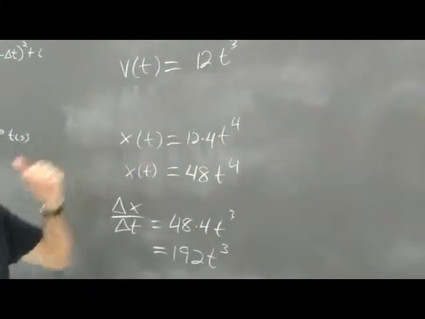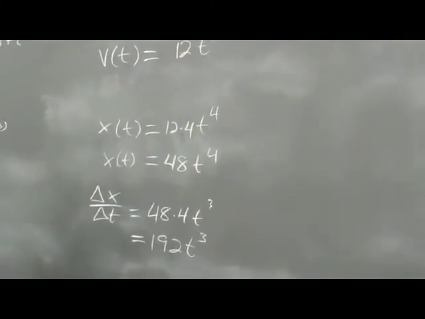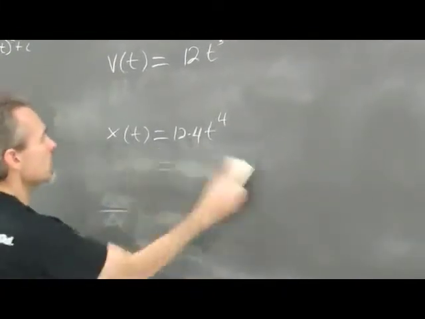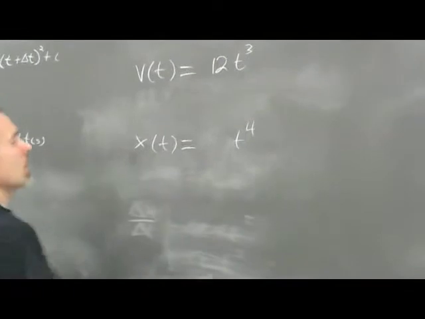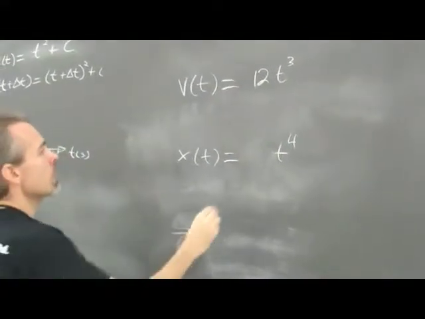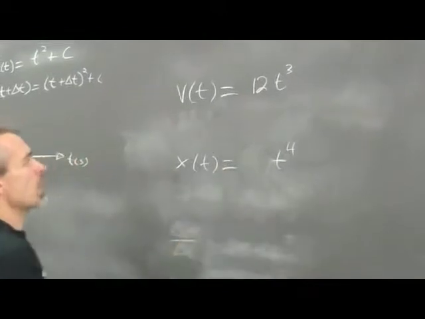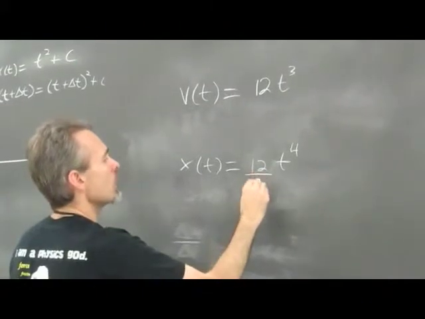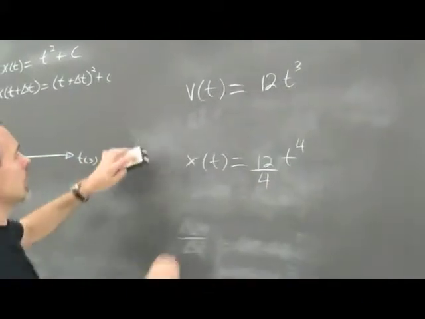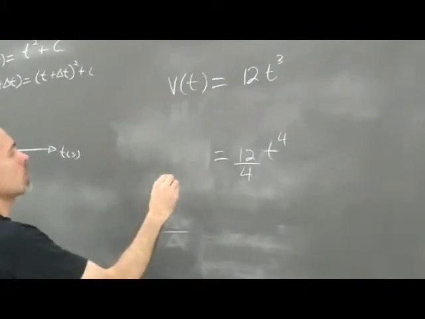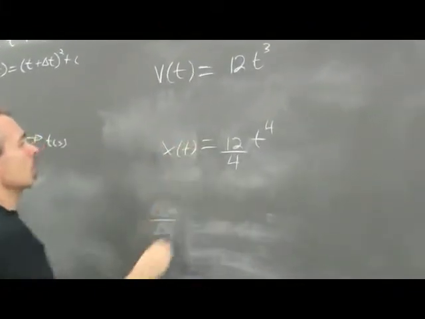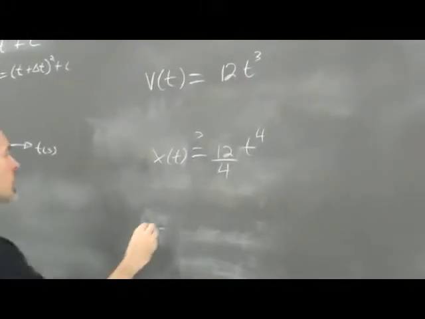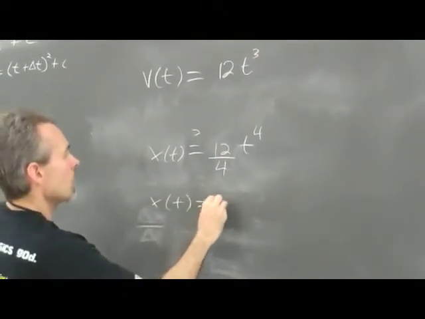I got t cubed. That's good. The problem is the coefficient's too big. So what if I back up? I'm going to keep the t to the 4th. That's good. But instead of multiplying that old coefficient by 4, what if I divided it by 4? And again, what I'm finding here is the position. We're just checking for right now. This would simplify to 3t to the 4th.